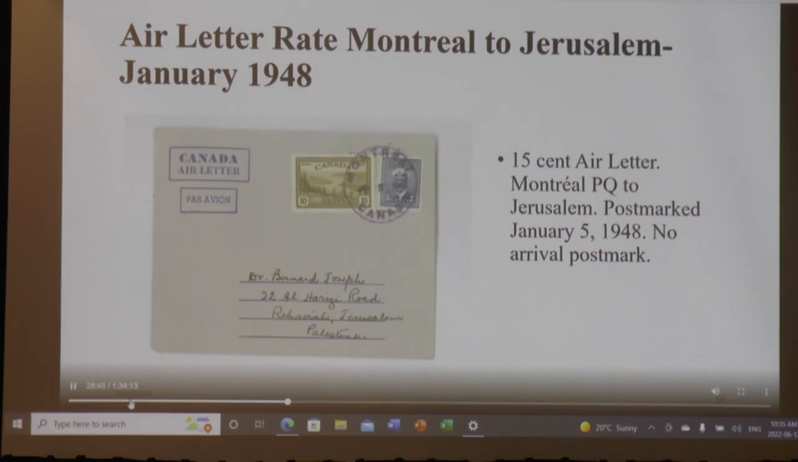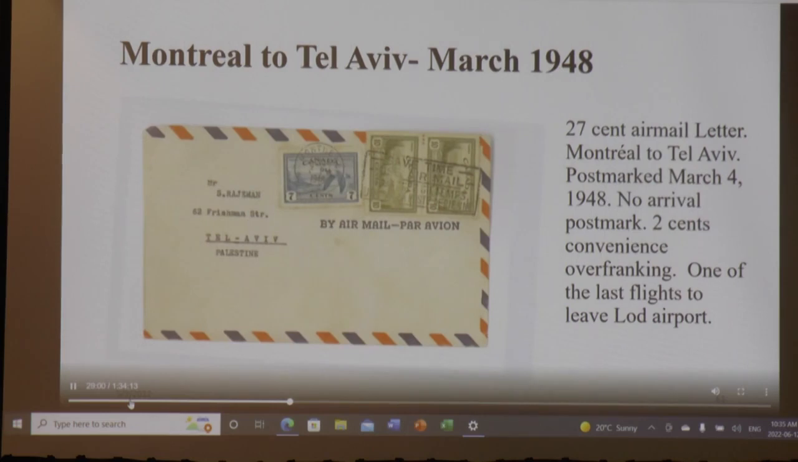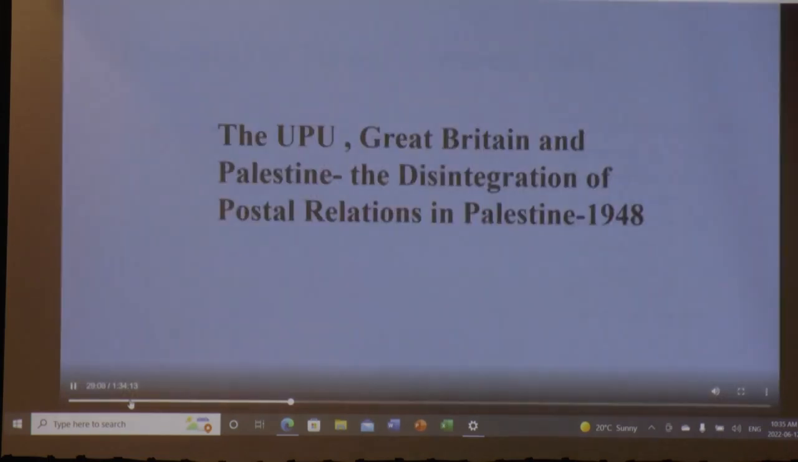So here are some examples of mail that occurred in 1948. A 15-cent air letter going to the well-known Dr. Bernard Joseph in Jerusalem, in Palestine. There's no arrival postmark, but that went through the ordinary course. A letter from Montreal to Tel Aviv with the appropriate 25-cent airmail rate going from Montreal to Tel Aviv.